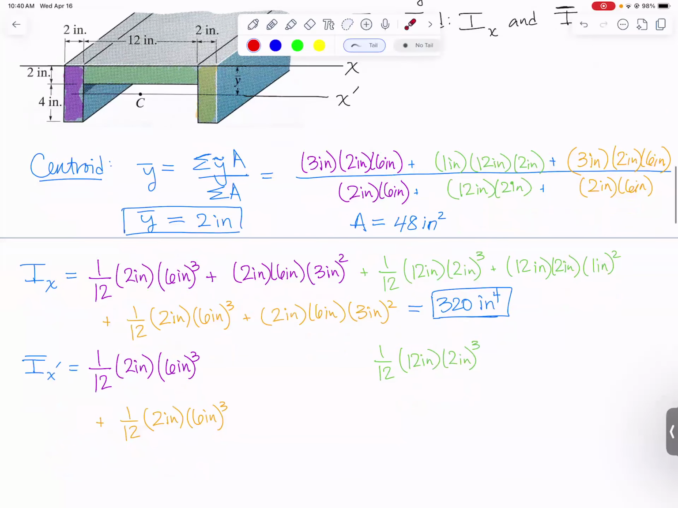So that first purple rectangle, right, the reminder is our overall moment of inertia was 1/12 b h cubed for the purple rectangle.